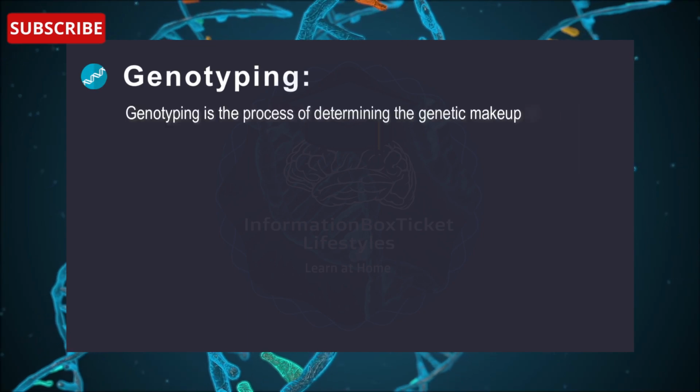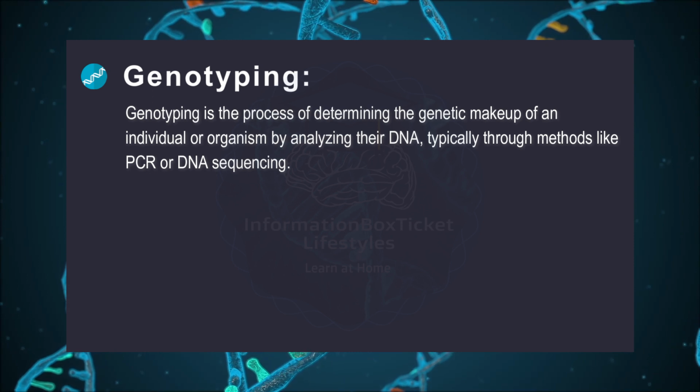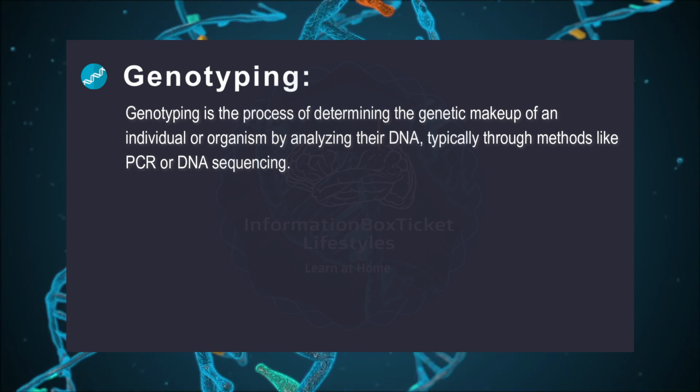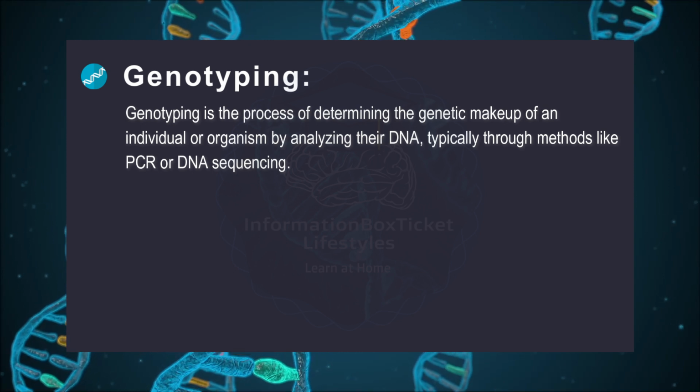Genotyping. Genotyping is a process of determining the genetic makeup of an individual or organism by analyzing their DNA, typically through methods like PCR or DNA sequencing.